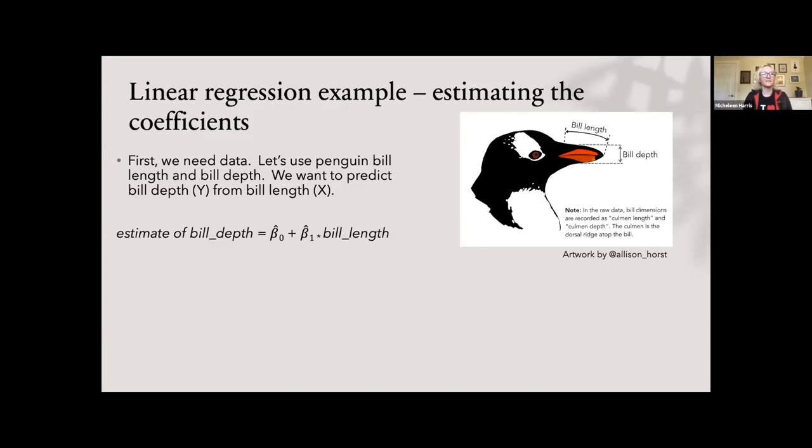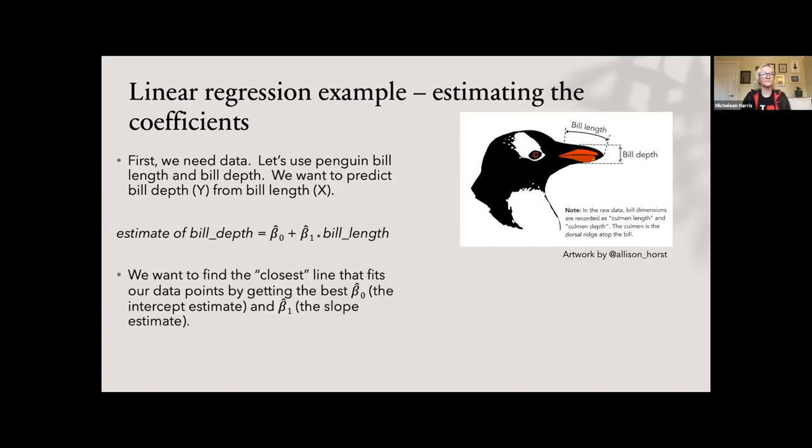So in this case, those coefficients are going to have a little caret on top of them. And that means those are estimates for coefficient beta 0, coefficient beta 1. Great. Our goal in creating a model is to find something that is the closest fit to our data points. So we want to get the best beta 0, also known as the intercept estimate, and beta 1, the slope estimate, for the case where we have one x variable.